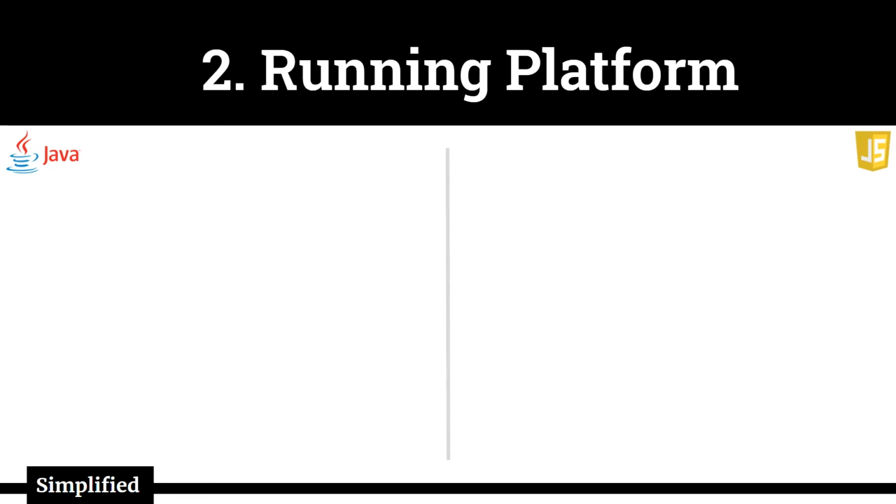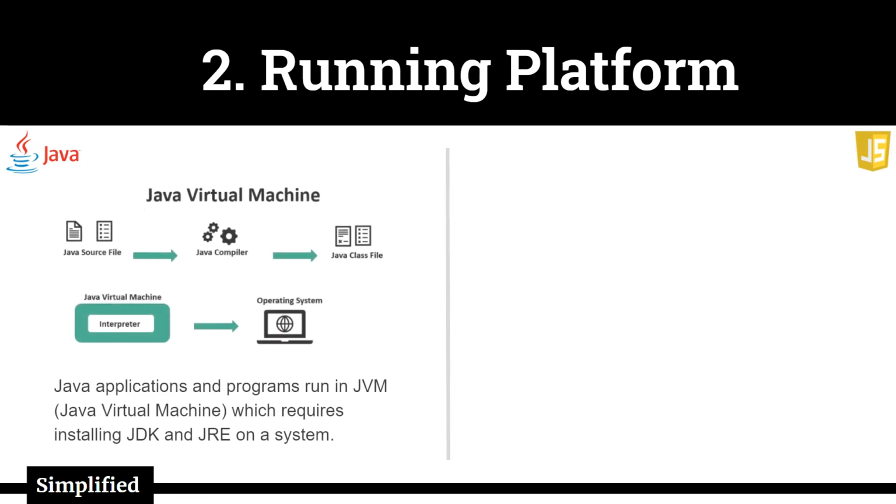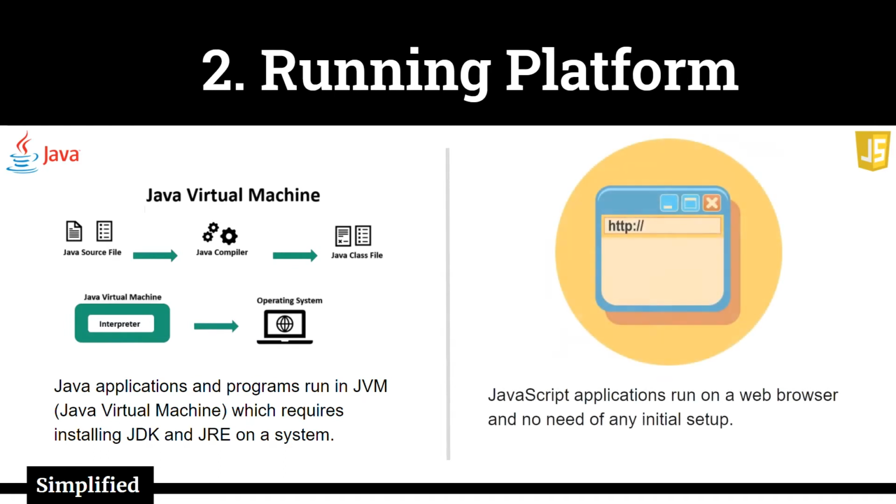Second, running platform. Java applications and programs run in the JVM, Java Virtual Machine, which requires installing JDK and JRE on a system. Whereas JavaScript applications run on a web browser and there is no need for any initial setup.